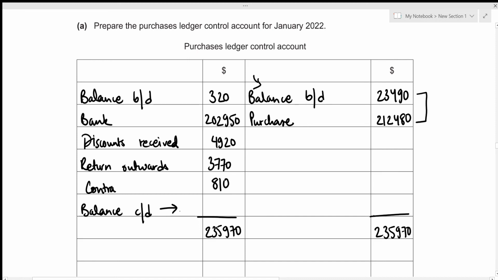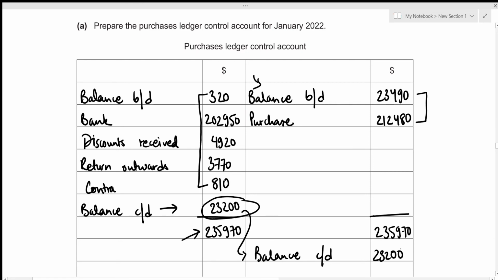So that's 235,970. Now, in order to figure out this balancing figure, we just need to subtract these amounts from our total. So in this case, that's going to be 235,970 minus 320 minus 202,950 minus 4,920 minus 3,770 minus 810, which results in 23,200. Now we just need to record this closing balance as an opening balance on the opposite side. So that's balance CD, and the closing balance for this period will act as an opening balance for the next period. So we will record this same amount of 23,200.